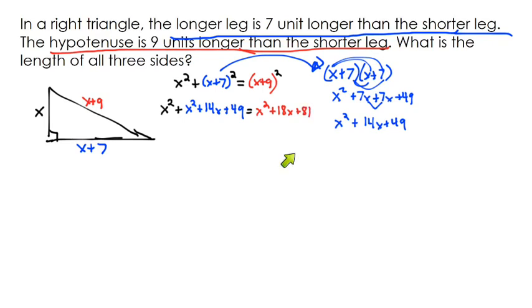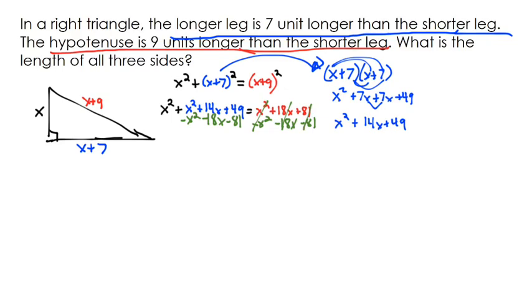Now, as we always do with quadratics, I'm going to collect all my terms to one side of the equation so that it equals 0. I'm using all my colors here. I guess I haven't used green yet. I'm going to subtract x squared from each side. I'm going to subtract 18x from each side. And then I'm going to subtract 81 from each side.